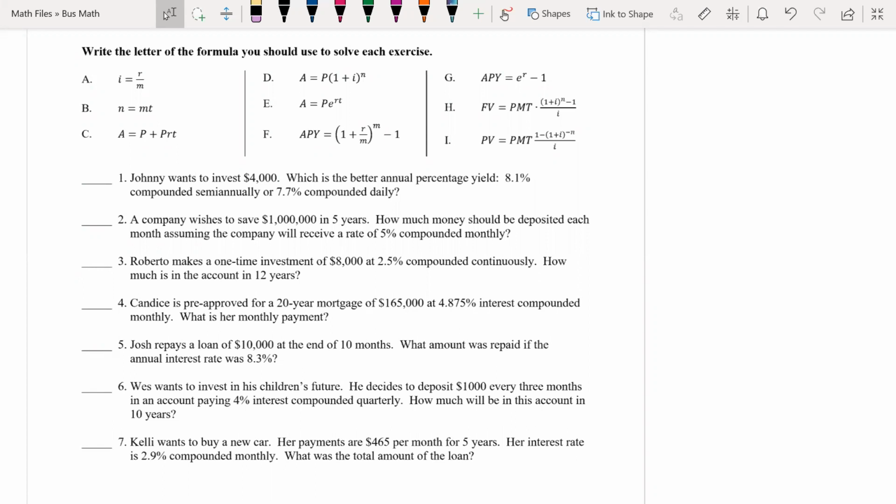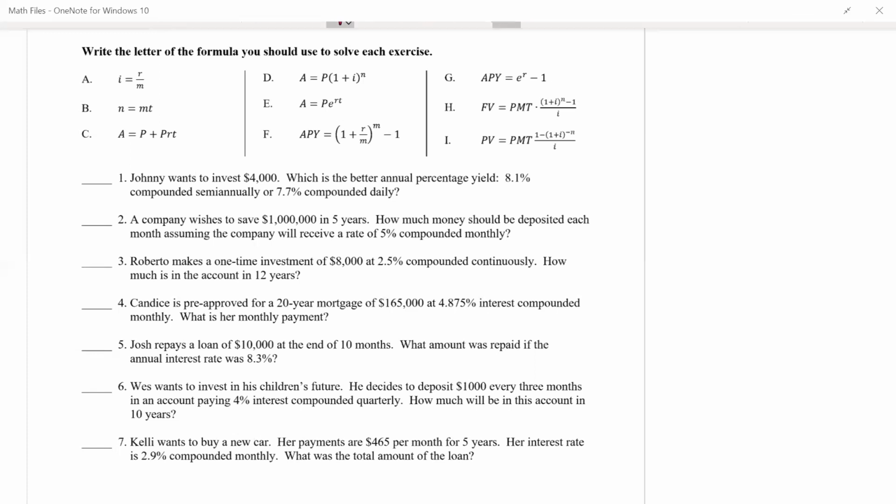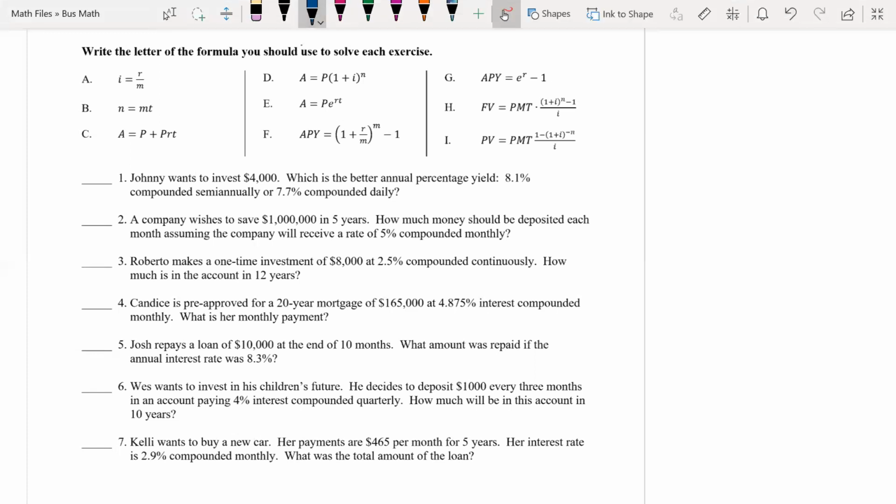Which is the better annual percentage yield? 8.1% compounded semi-annually or 7.7% compounded daily. So we're looking for an annual percentage yield, and we're given compoundings semi-annually or daily. So this is going to be F, the APY using compoundings.